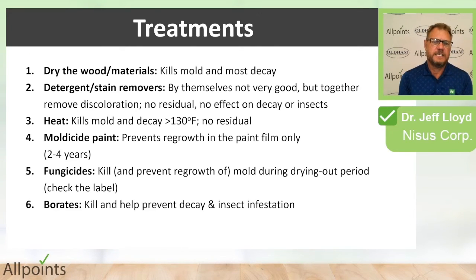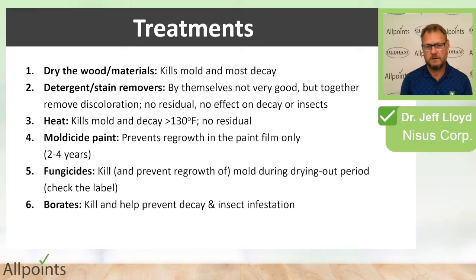Let's have a look specifically then at the different treatments and what they can and can't do. Dry the wood and materials first. That's the most important treatment that you can do. Okay, getting rid of the moisture problem and getting the relative humidity back below 80% and getting the wood moisture contents back below 20% will kill mold fungi, stop mold fungi from growing, and also stop most decay fungi. Okay, really it's the best thing you can do long term.